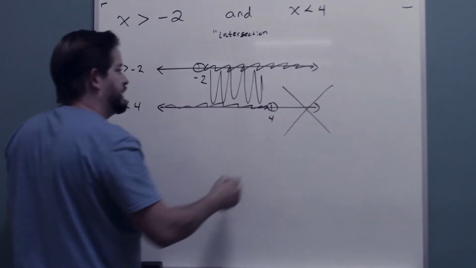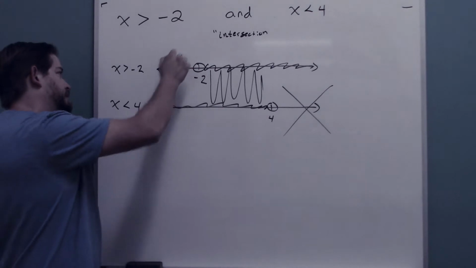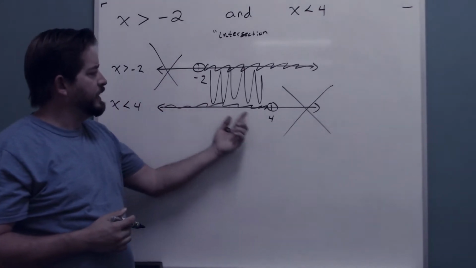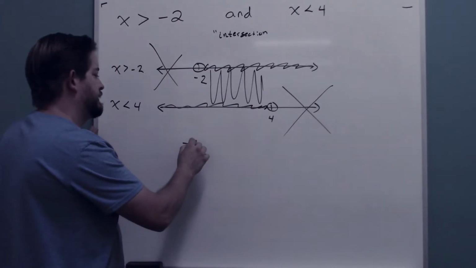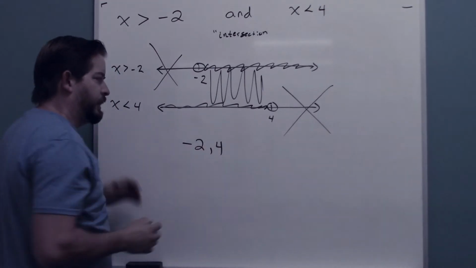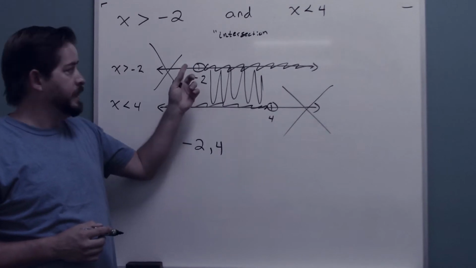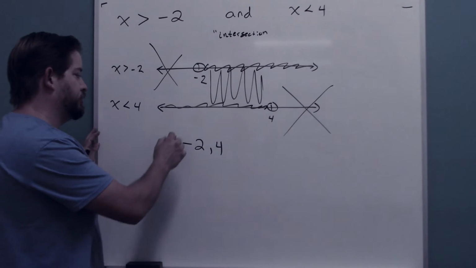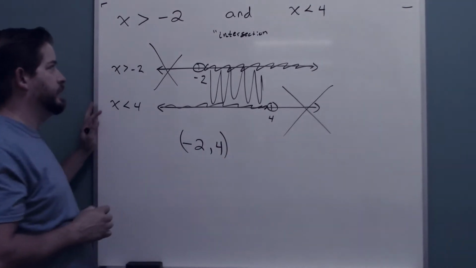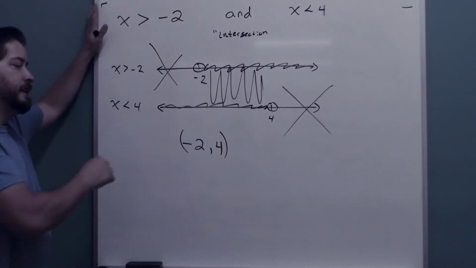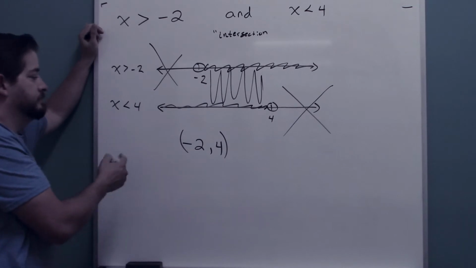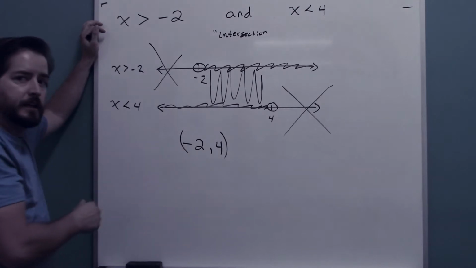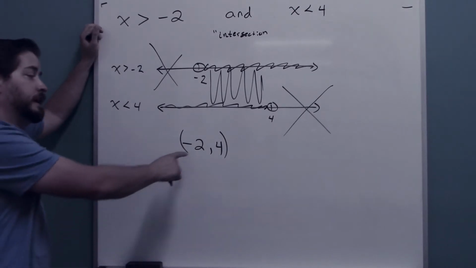None of these guys are in there because they're not in the second group. None of these guys are in there because they're not in the first group. And so it's just the numbers between negative 2 and 4. But I don't include negative 2 or 4, because negative 2 isn't included in the top group and 4 isn't included in the bottom group, so they can't be in the intersection. And so my final answer here is that the solution to the and compound inequality is negative 2 to 4.